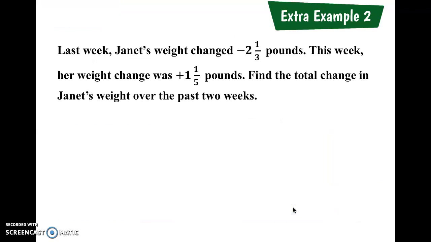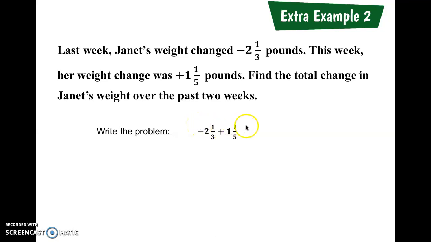Last week Janet's weight changed -2 1/3 pounds, so she lost some weight. This week, her weight change was +1 1/5 pounds. Okay, so she gained some weight. Find the total change in Janet's weight over the past 2 weeks. We have a positive, we have a negative, so we're going to have to do things a little differently here. Start by writing your problem.